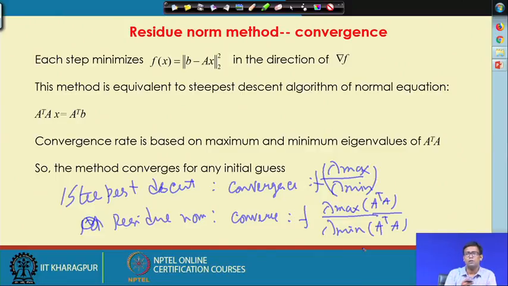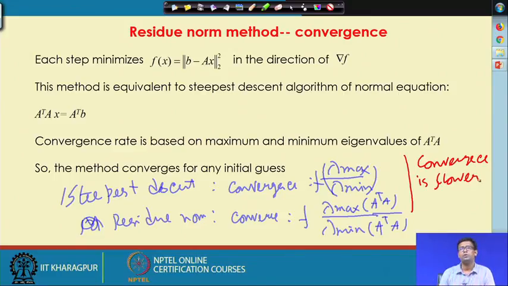Convergence rate is in a way inversely related to the spectral condition number. As the spectral condition number is higher for the residue norm method, the convergence rate will be slow. So, though it will converge, we can note it down: convergence is slower compared to the steepest descent or Gauss-Seidel or Jacobi type of methods, because the spectral condition numbers are higher if we consider A transpose A.